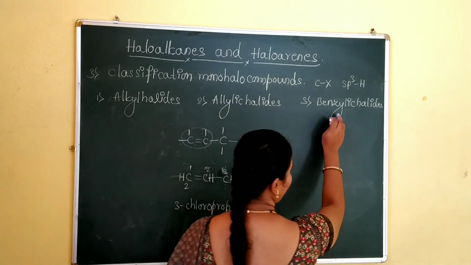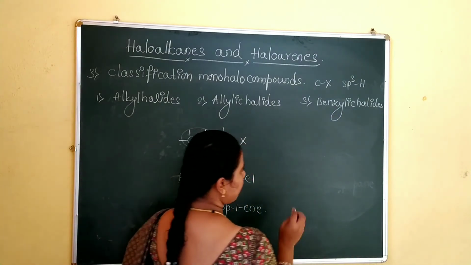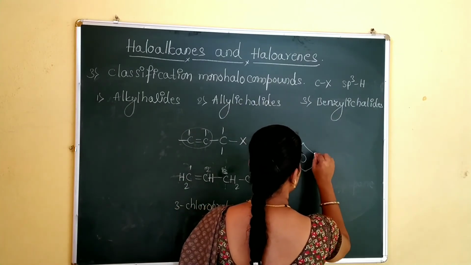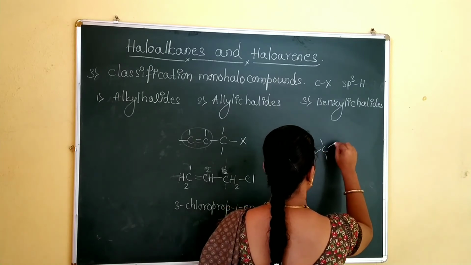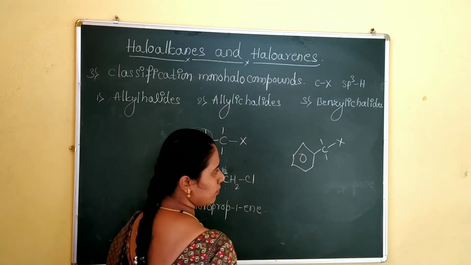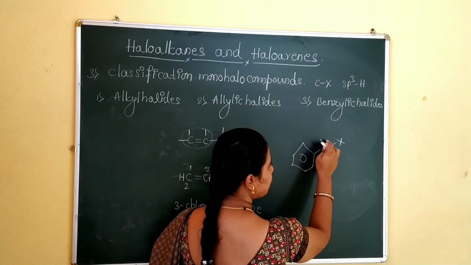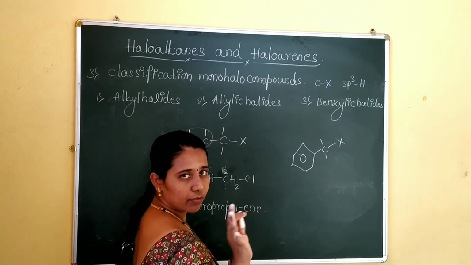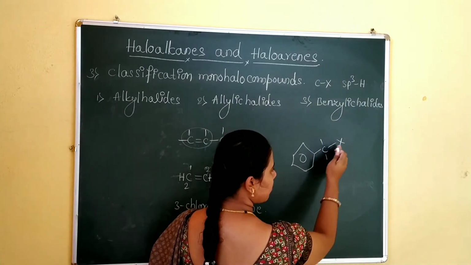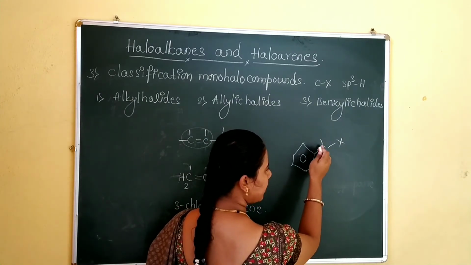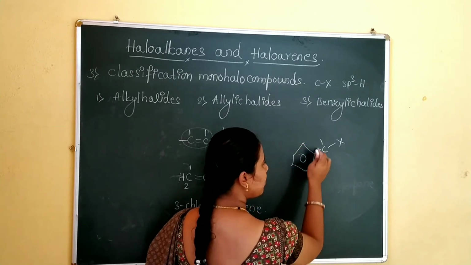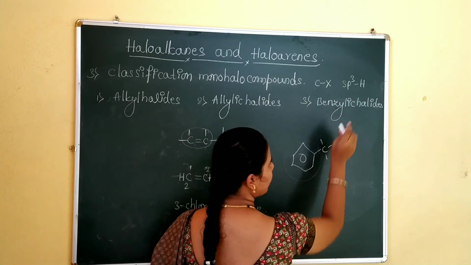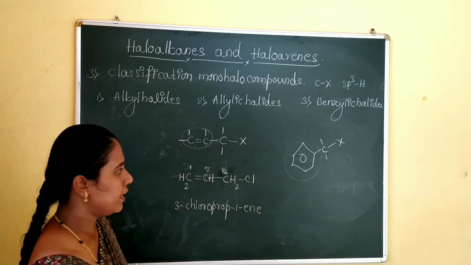Next one is benzylic halides. Benzylic halides means, see here, halogen atom is attached to the sp3 hybridized carbon atom. sp3 hybridized carbon atom means it contains 4 single bonds. A halogen atom attached to the sp3 hybridized carbon atom next to a benzene ring, such halides are called benzylic halides.